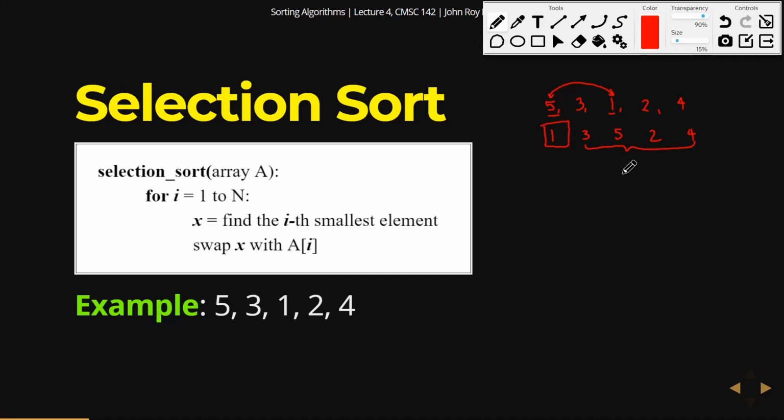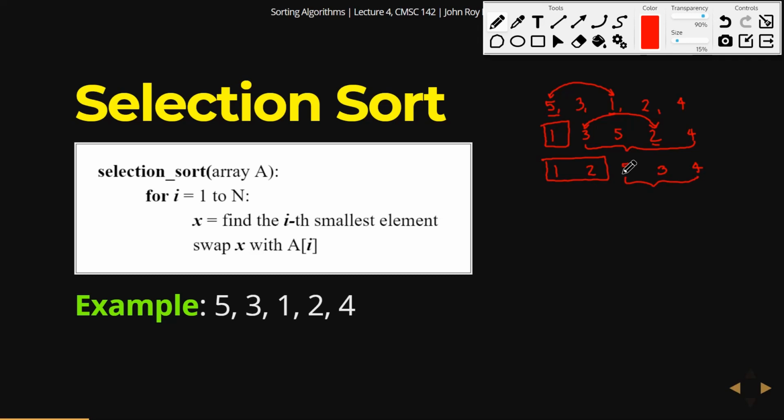Now, what is the second smallest element? We'll find that it is 2. And then we'll swap that with the second item in the array. So they will be swapped. So that would be 1, 2, 5, 3, 4. And then after that, the first two are now already sorted. So we'll continue with the rest.